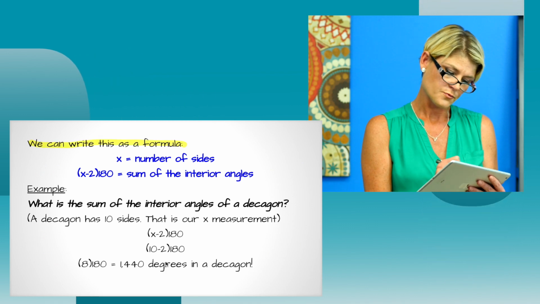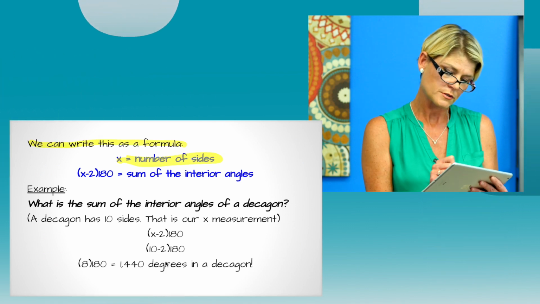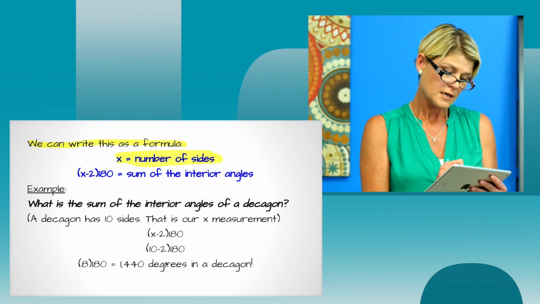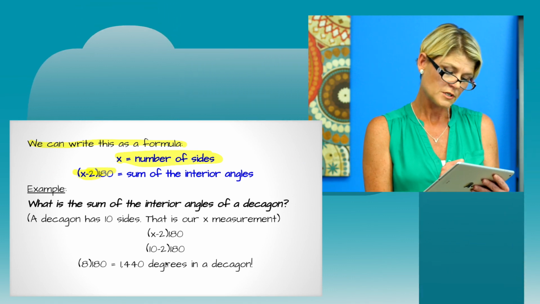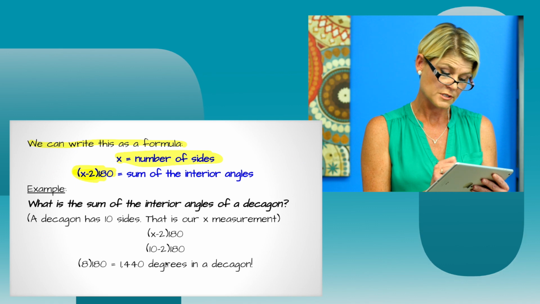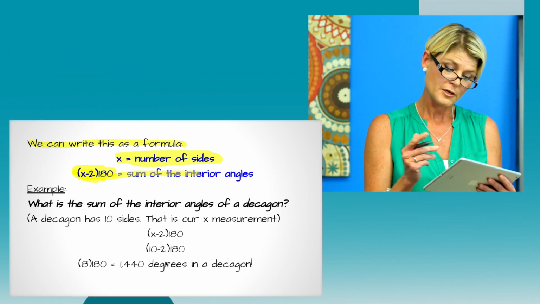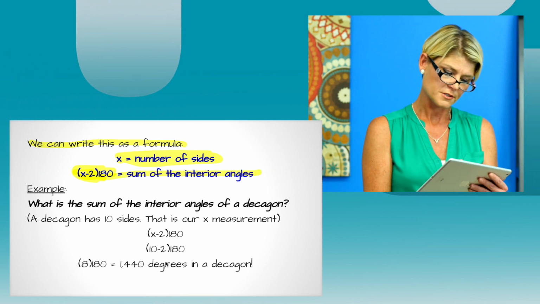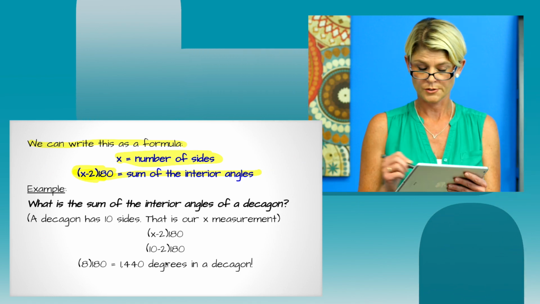So here's how we write it as a formula. If we assume that x equals the number of sides, x minus 2, so the number of sides minus 2 to get the number of triangles, times 180 equals the sum of the interior angles. So let's give this a shot. Let's see if it actually really works.